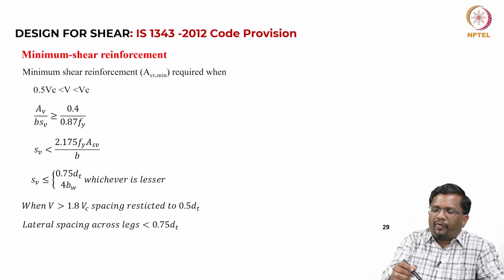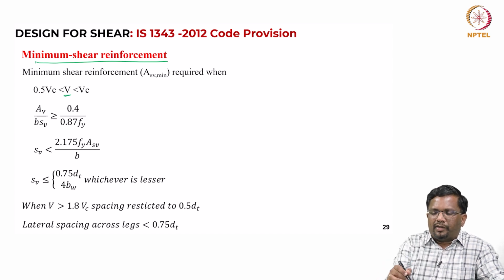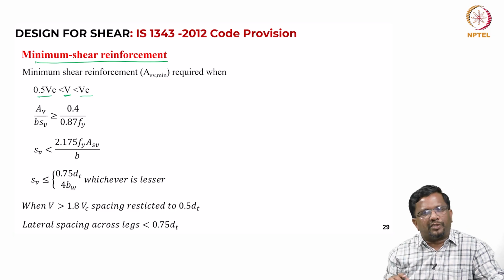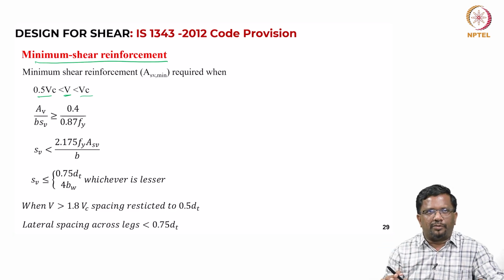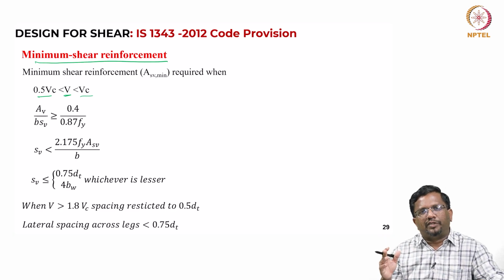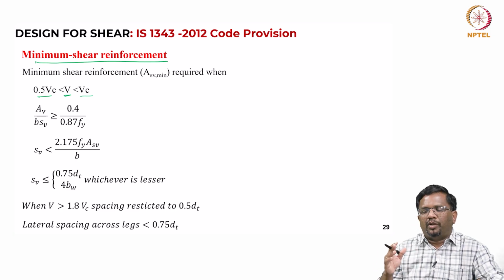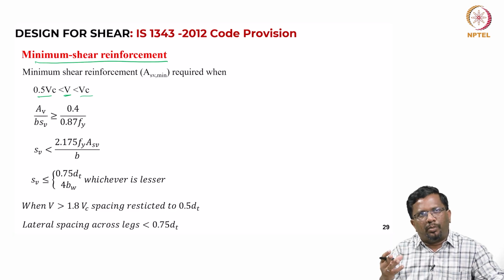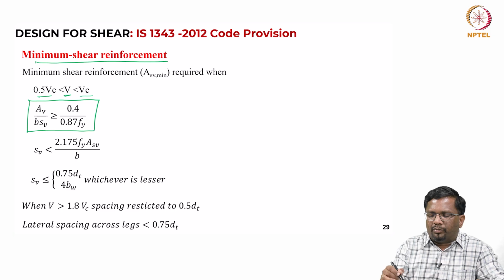So, when do you provide minimum shear reinforcement? The code says that when your demand is between Vc and 50% of Vc, that means my shear demand is less than Vc, but it is higher than 50% of Vc. That means, again when concrete fails in shear, it is a brittle mode of failure compared to when it is failing in flexure. So, the code wants to put some nominal minimum shear reinforcement to ensure that it is not going to fail in a brittle mode. So, this is the minimum stirrup, okay.